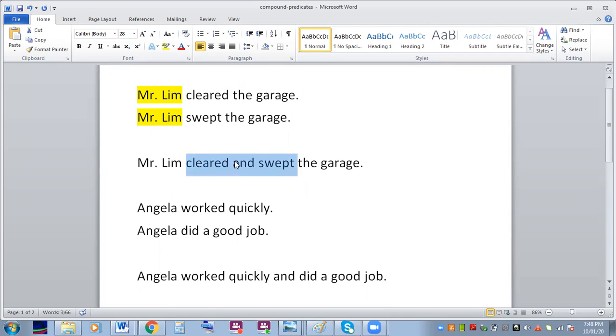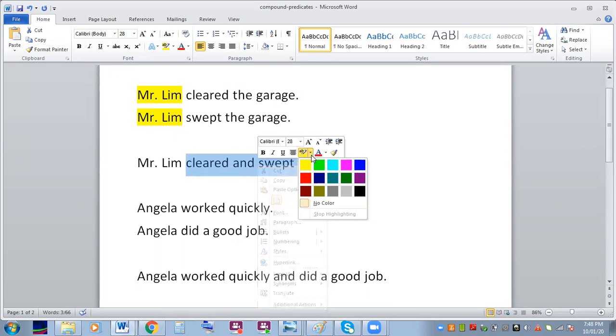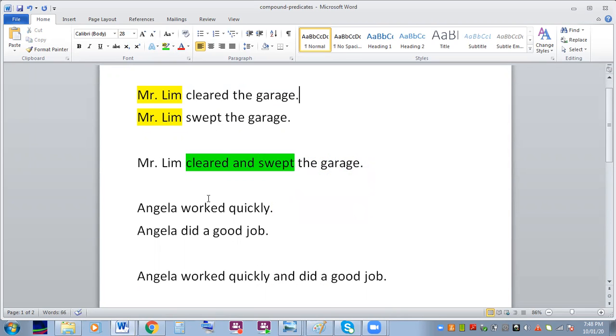These are the two actions that Mr. Lim did. Okay? So that is our compound predicate. Two predicates. Cleared, first sentence. Swept, second sentence. We join them with the word and, the conjunction and. Cleared and swept. So what is our compound predicate? Our predicate that has two parts, cleared and swept. Okay? All right, let's look at another example.